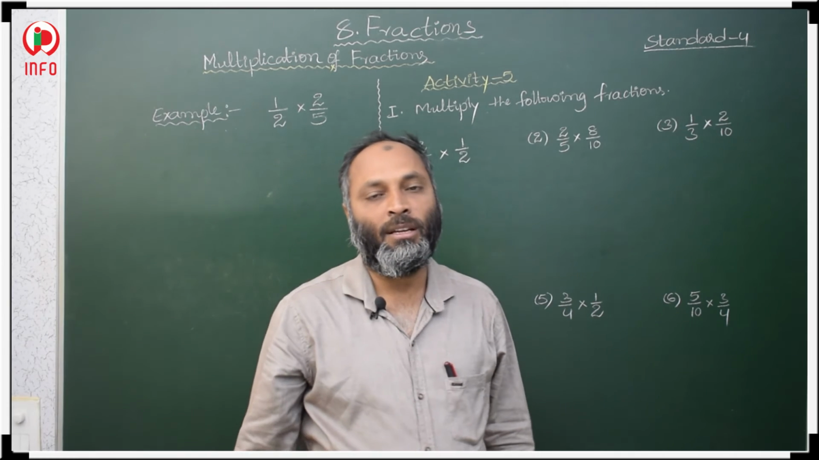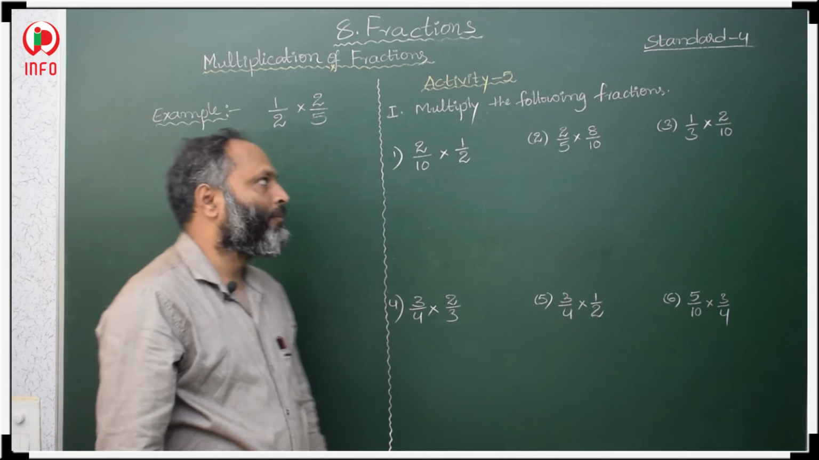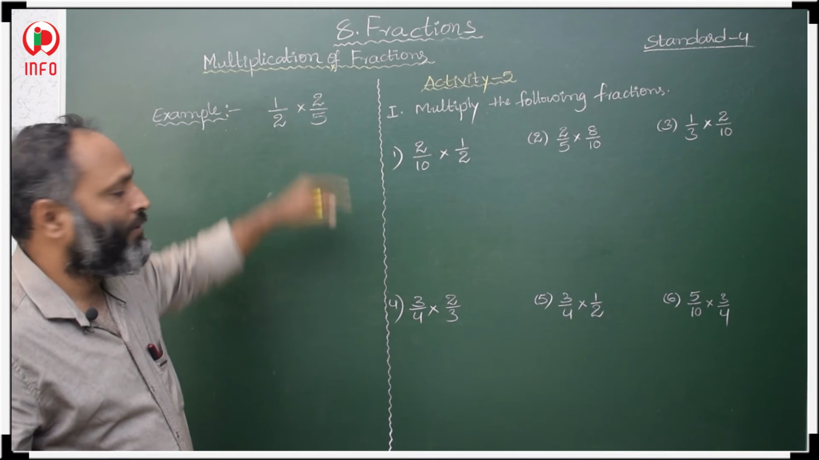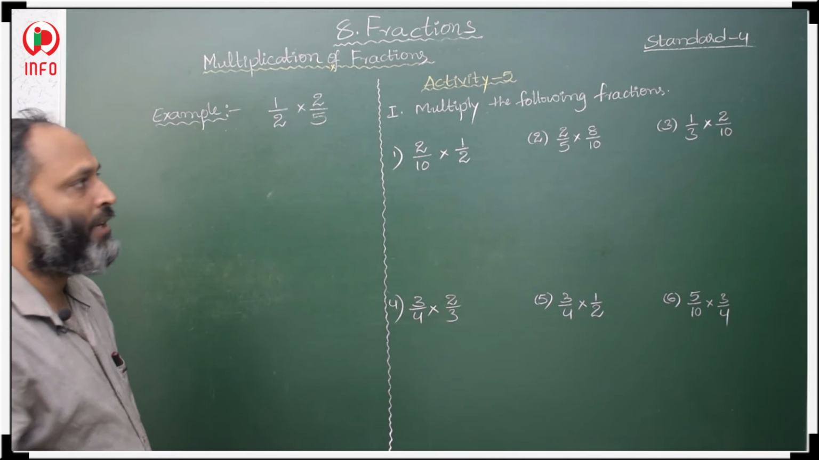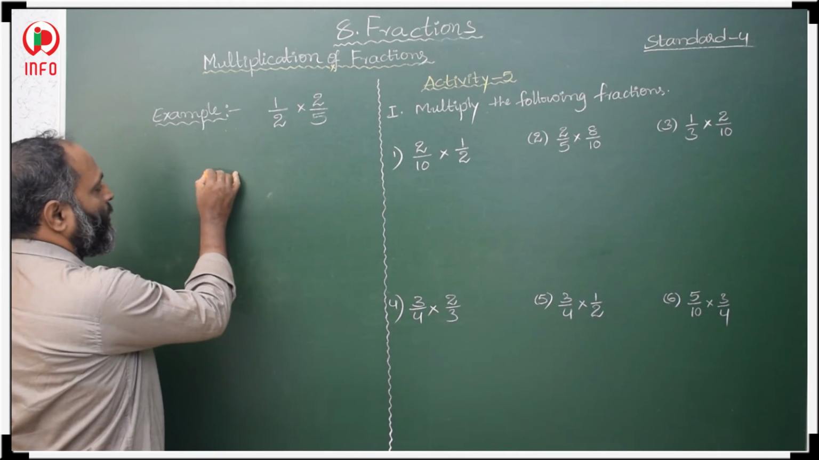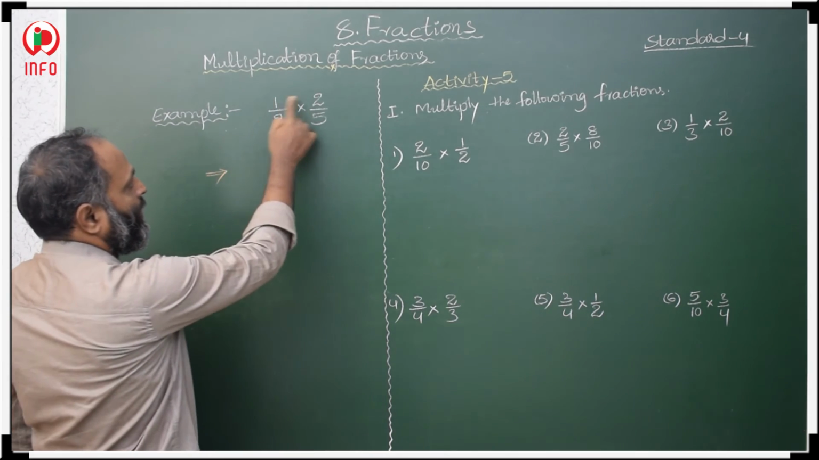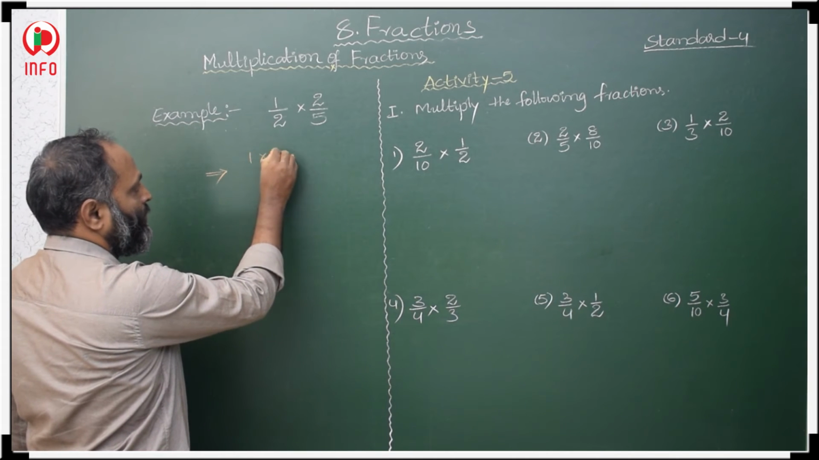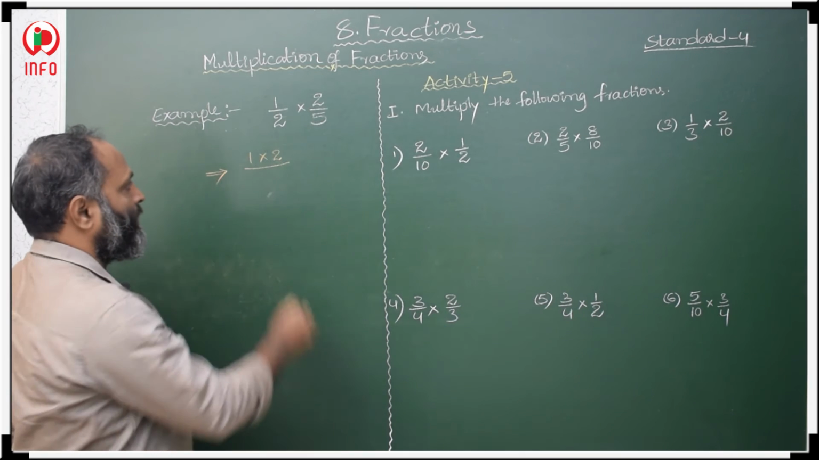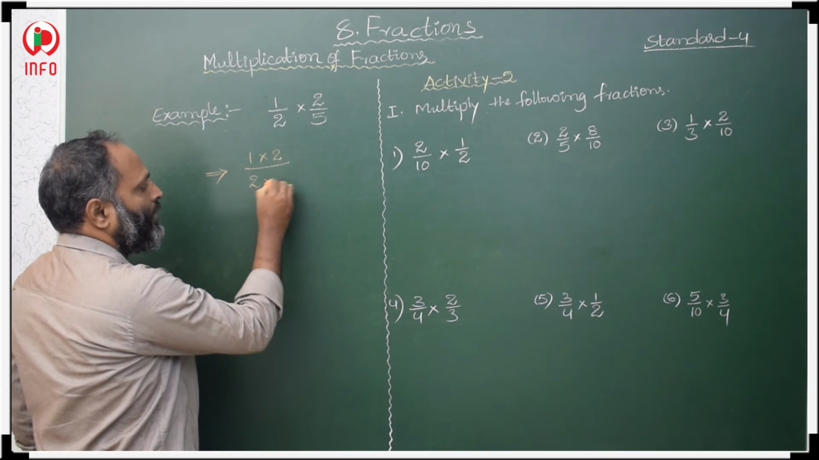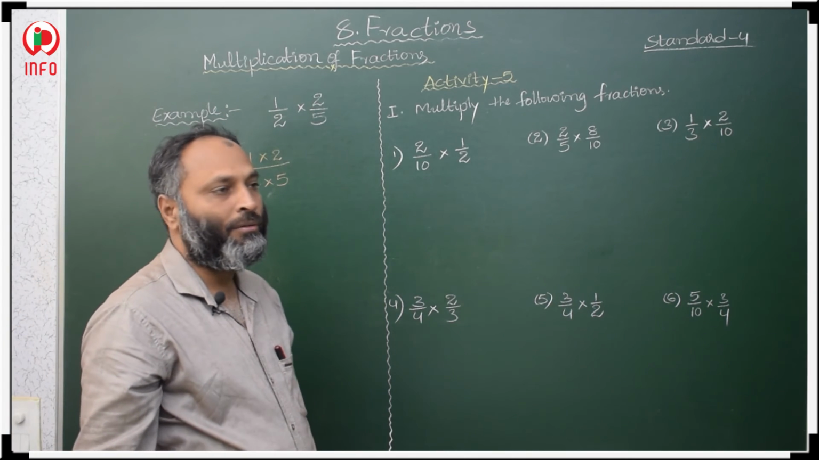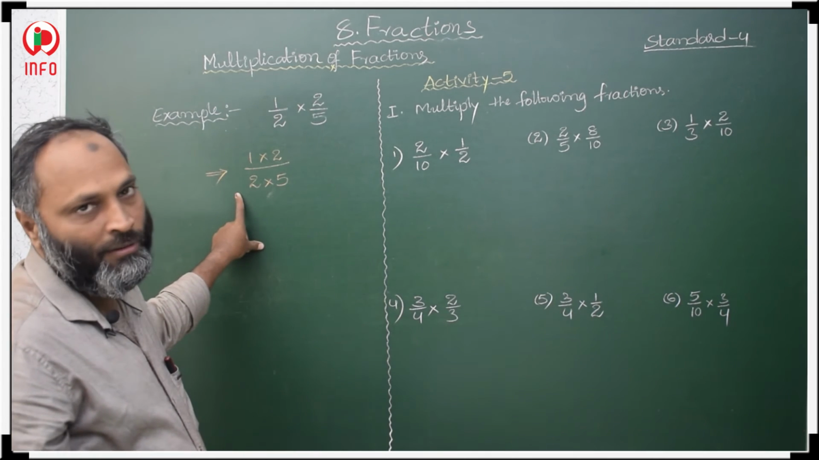So when fractions are given, see here the concept of multiplication. For example, if 1 by 2 is a fraction and 2 by 5 is a fraction, when these two fractions are given, then how to multiply? It is a very easy concept. We just have to multiply numerator and numerator, that is 1 into 2, by denominator into denominator, 2 into 5. So in this way we have to multiply.